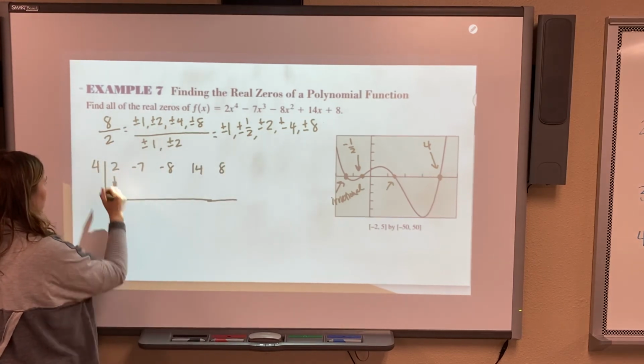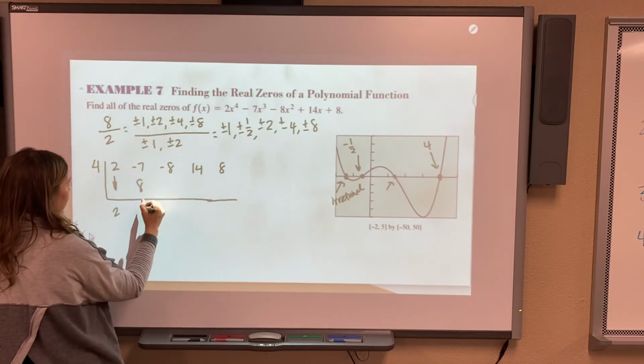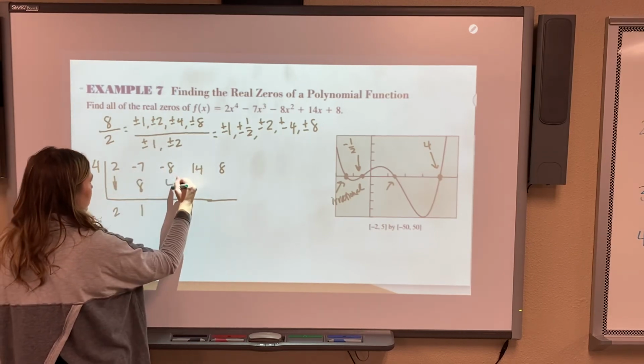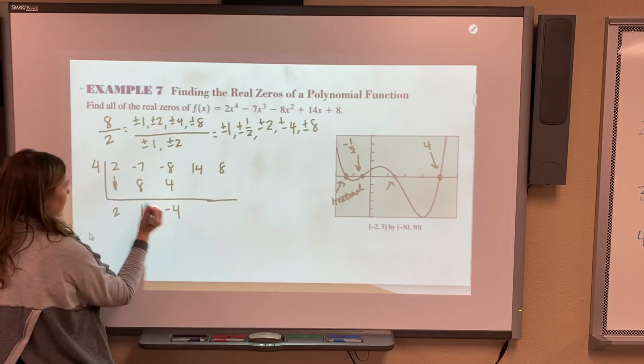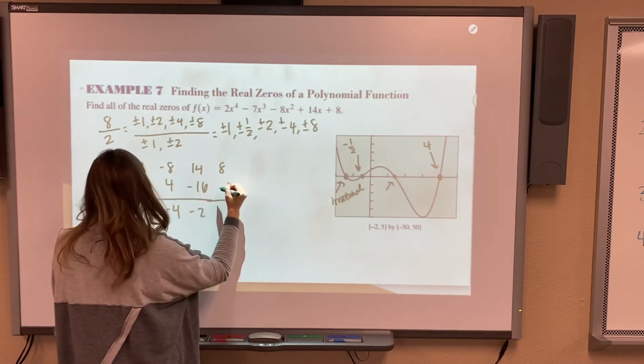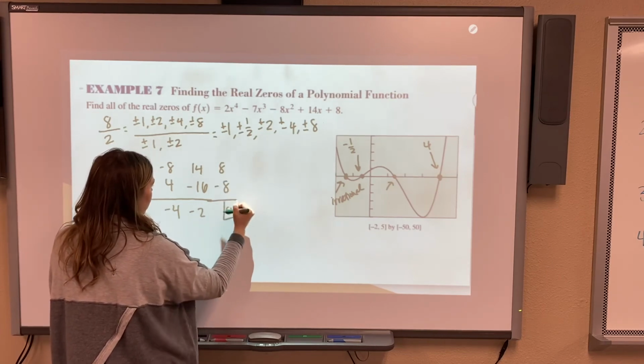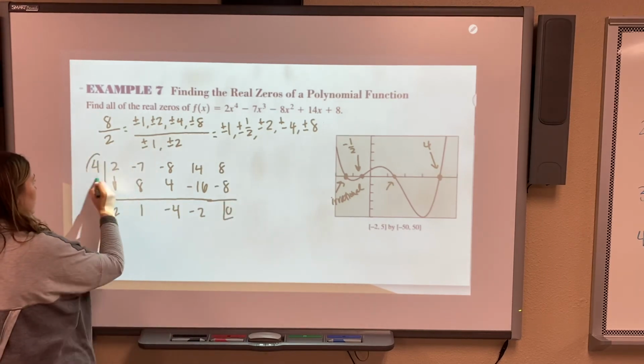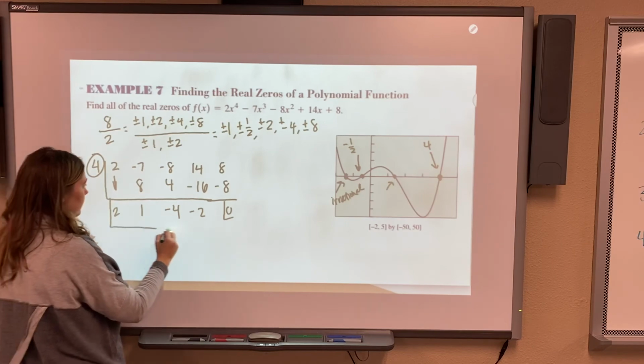So we bring down our 2, 4 times 2 is 8, -7 plus 8 is 1, 4 times 1 is 4, that would be -4 plus 4... that would be -16, so that would be -2. 4 times -2 is -8. Okay, so there's your remainder. So there's 1 zero. So now let's do it again.